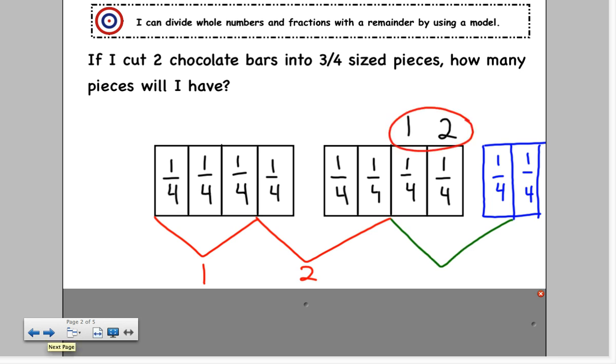So we would represent what's left over here on the remainder of the actual 2 chocolate bars as 2 out of 3 pieces that we need. So if I have 2 chocolate bars and I divide them up into groups, equal sized groups of 3/4, I would end up with 2 whole groups of 3/4, and then I would end up with 2 out of the 3 pieces that I would need to make another group of 3/4.